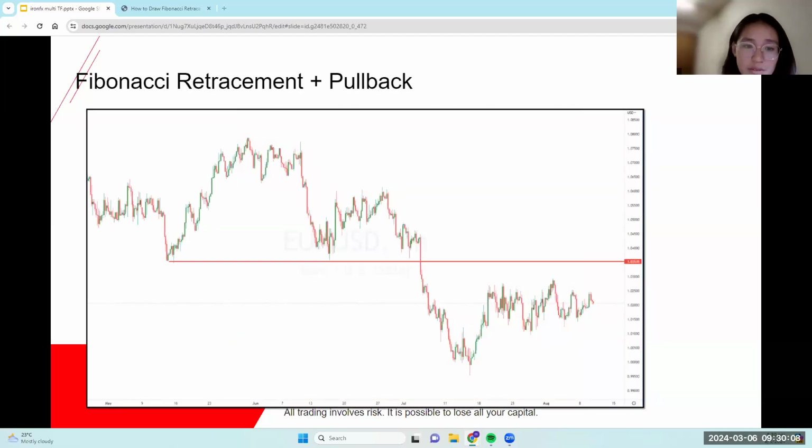So firstly, we have a Fibonacci retracement plus pullback. This is the pullback that we just talked about. You have 2 swing lows here. Price has broken out of it, and we're expecting it to pull back to this level here.